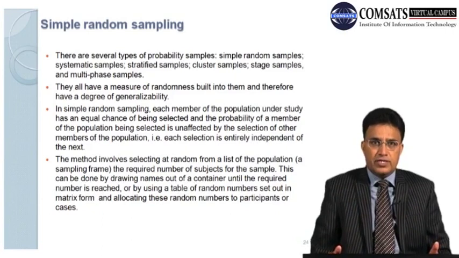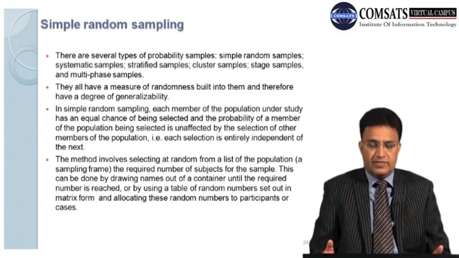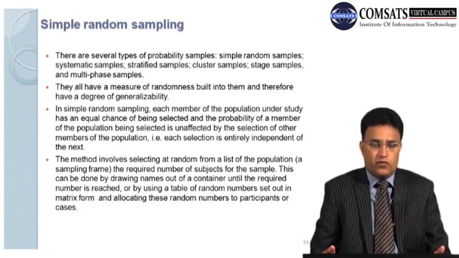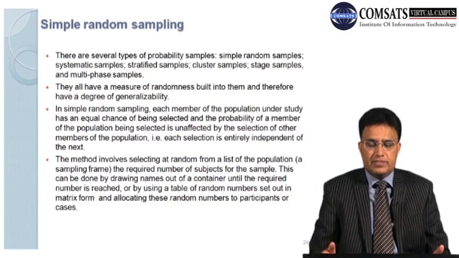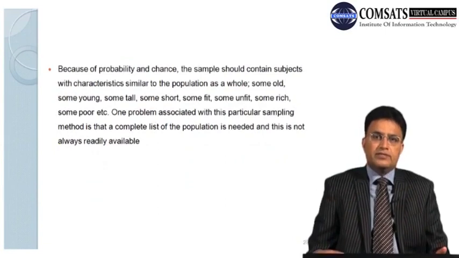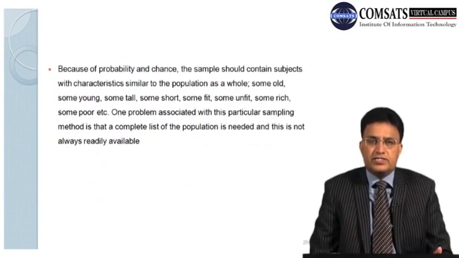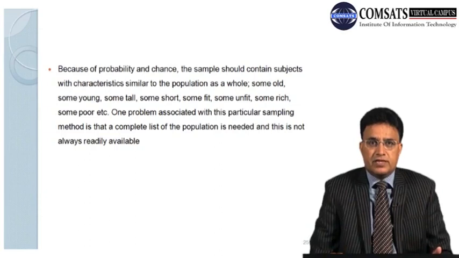This can be done by drawing names out of a container until the required number is reached, or by using a table of random numbers set out in matrix form and allocating these random numbers to participants or cases. So because of probability and chance, the sample should contain subjects with characteristics similar to the population as a whole. Some old, some young, some tall, some short, some fit, some unfit, some rich, some poor, etc.